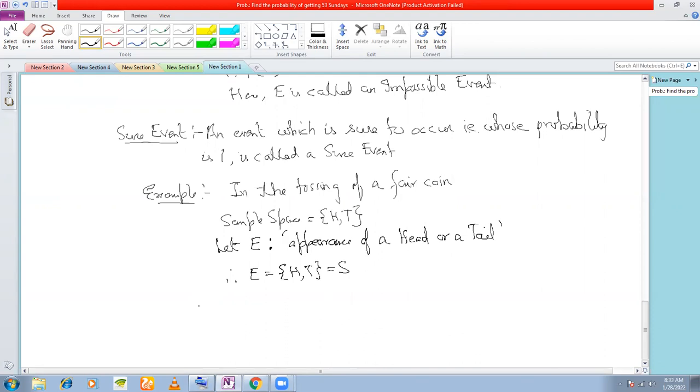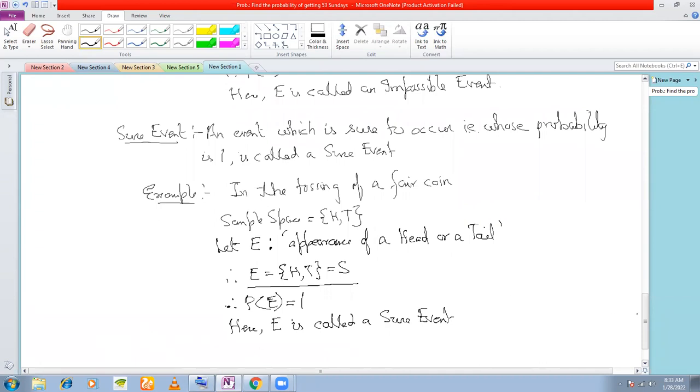See, if you are appearing for an exam and I tell you that you will either pass or fail, that is sure to occur. You will definitely either pass or fail. So what I am talking about is a sure event. Therefore, because E is equal to the sample space, we say the probability of the event E is equal to 1. Here E is called a sure event.